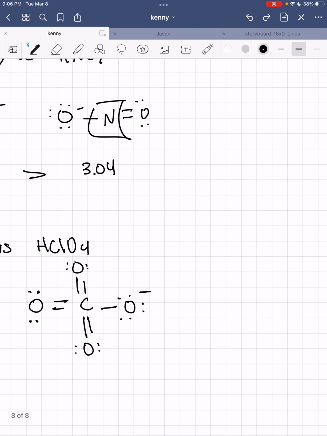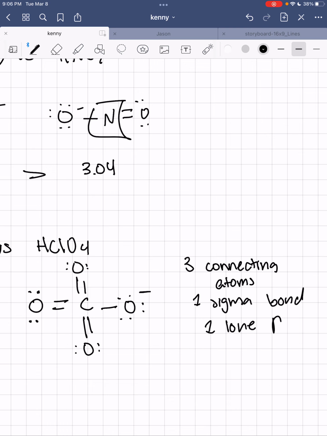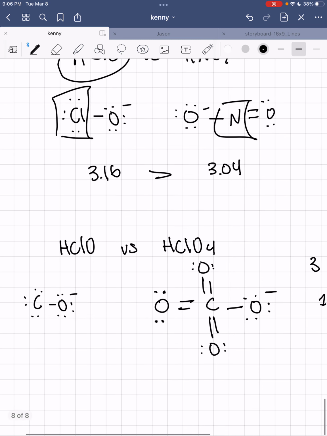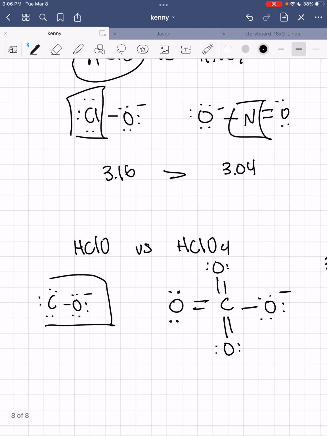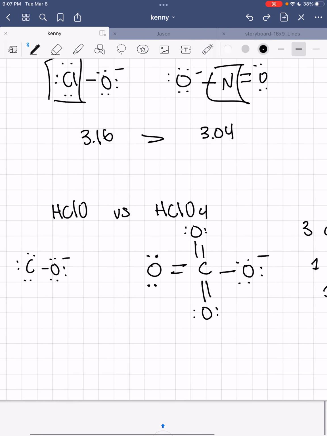In order for atoms to have resonance, it needs to have three connecting atoms, and within those three connected atoms, it needs one multiple bond or sigma bond. So it requires one sigma bond in those three connected atoms and one set of lone pairs. There's no three connecting atoms in this one, so it has no resonance.